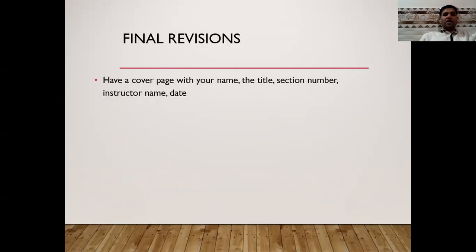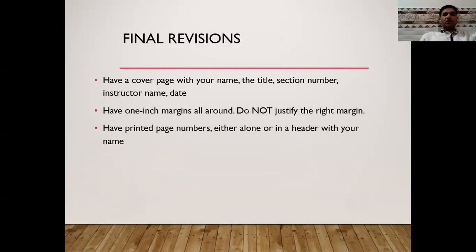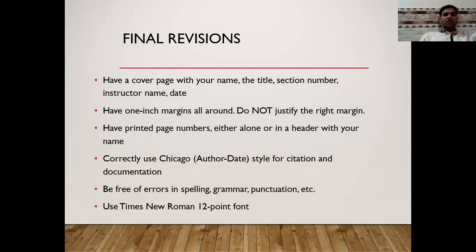Final revisions. Number 1, have a cover page with your name, the title, section number, instructor name, and date. Number 2, have 1-inch margins all around. Do not justify the right margin. Number 3, have printed page numbers, either alone or in a header with your name. Number 4, correctly use Chicago author-date style for the citation and documentation. Number 5, be free of errors in spelling, grammar, punctuation, etc. Number 6, use Times New Roman 12-point font.